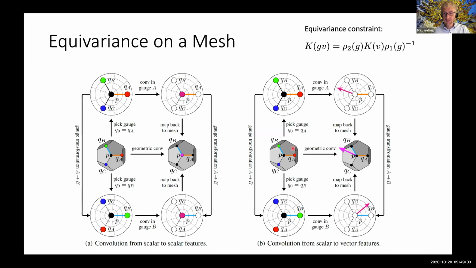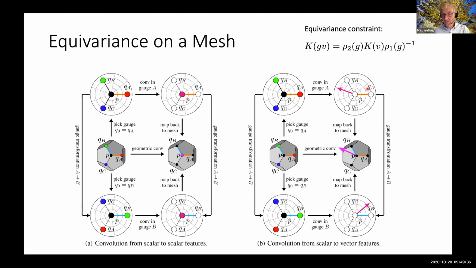For vectors, it's slightly more difficult, because now the vector in this gauge points in this direction, and the vector in this gauge points in this direction. So for scalars it means that the convolution has to be isotropic. Each neighbor will have to use the same matrix to send this message from here to here. And that would be similar or identical to a graph neural net. For a vector feature, it's actually different.